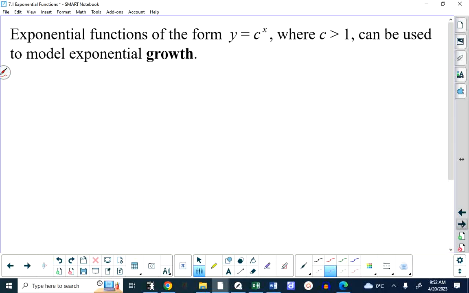Functions where c is greater than 1, and I know it seems like I'm going to be repeating myself here, but it's valuable repetition, I believe. Functions where y equals c to the x and c is a number bigger than 1 are increasing functions, but we use them to model exponential growth in the world. Okay?